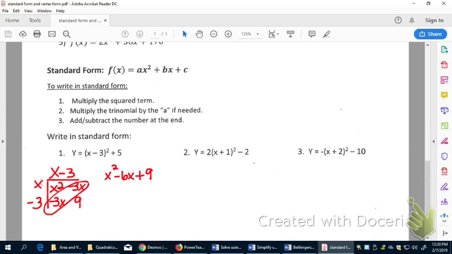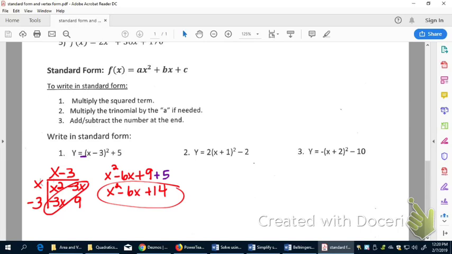Number 2 says multiply the trinomial by a if needed. Well, a is the number in front of x². Is there an a to multiply here? No, so I can skip number 2. Number 3 says add or subtract the number at the end. What number is at the end? I mean in the original problem. 5. So I'm going to put a plus 5 on the end, and then I just combine it, so I get x² - 6x + 14. And this is the correct answer.